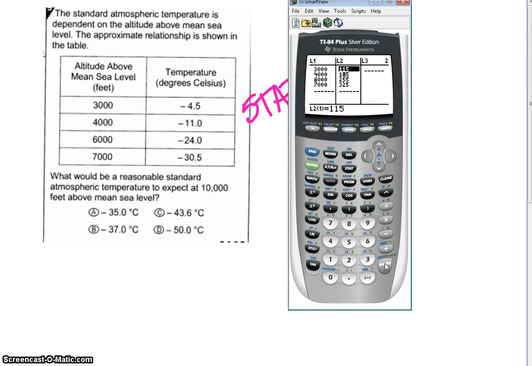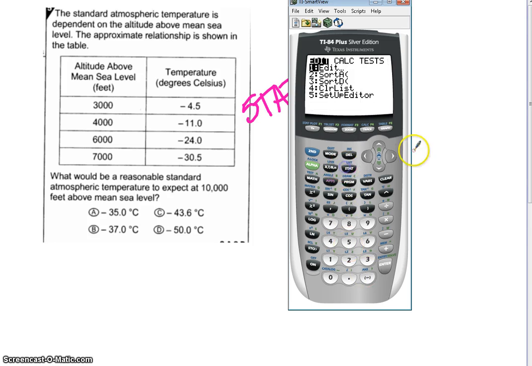At L2, you're going to have negative 4.5. You're going to have negative 11. If you want to put the 0.0, you can. Doesn't matter. You're going to have negative 24. And you're going to have negative 30.5.